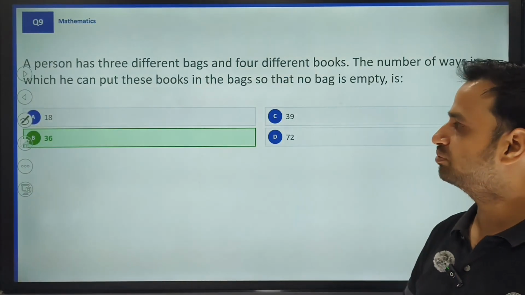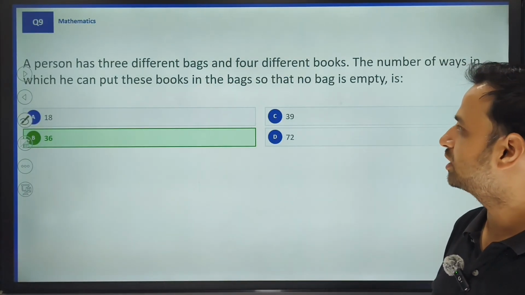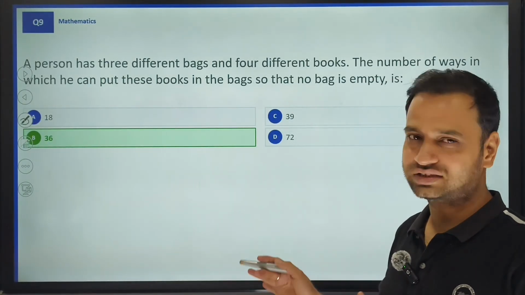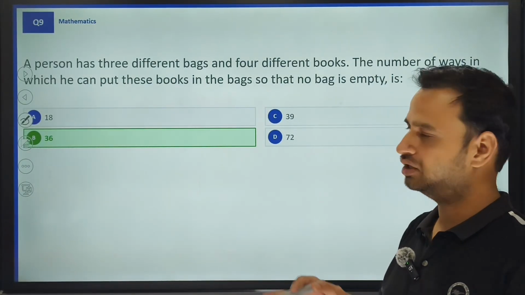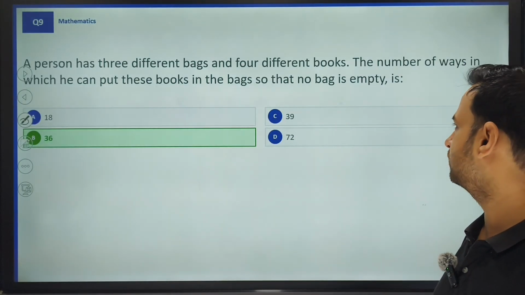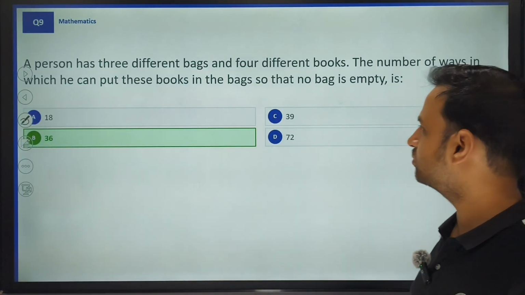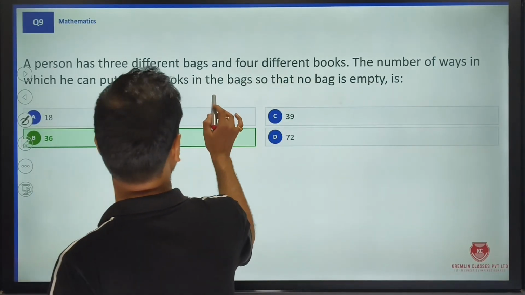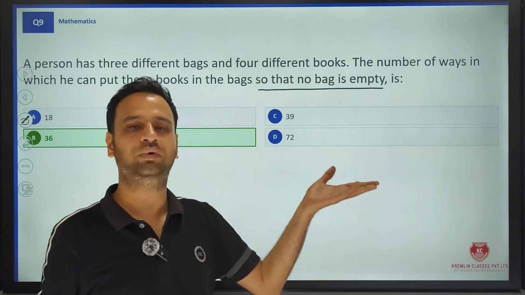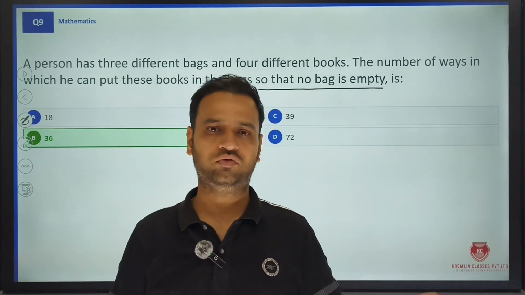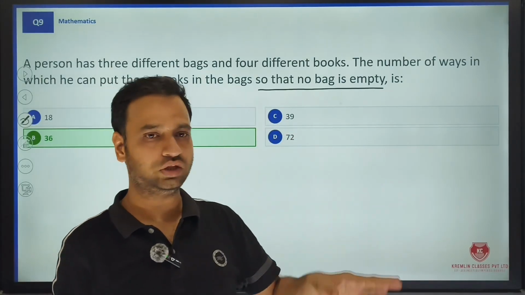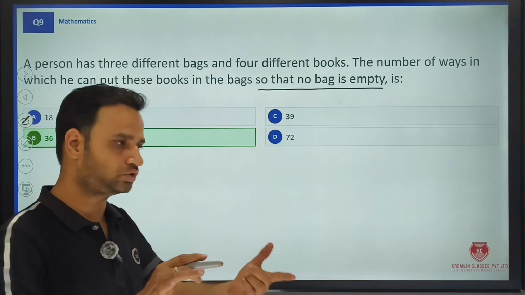Again, this is a simple question, and we have to first read before commenting on whether it is simple or tough. A person has 3 different bags and 4 different books. The number of ways in which he can put these books into the bags so that no bag is empty is a simple case of division and distribution. First we have to divide the books into groups, then we have to redistribute them.